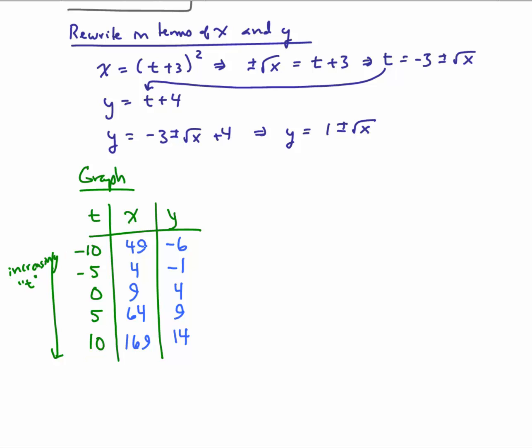Now when we looked at this equation, we might say, oh, values of x could be anywhere from 0 to infinity, because I can take the square root of 0 or any positive number. But because of my restrictions on t, it looks like I'm going from 49 to 169. So there's really quite a bit more going on here.